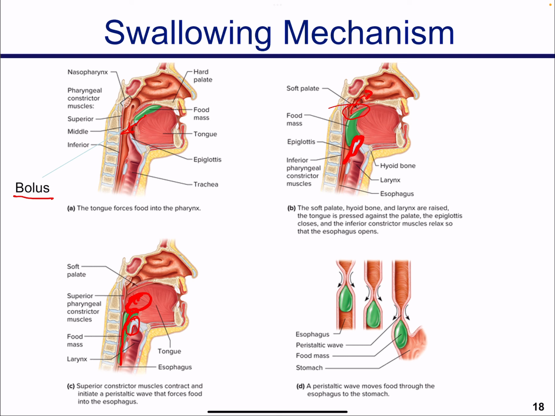At that point, the movements are not voluntary anymore. Past the mouth, the movement of the bolus along the digestive tract is not voluntary anymore. It's now involuntary, right? So we're going to have some peristalsis movement that is going to cause the food to move downward from the esophagus to the stomach in here. That's the swallowing mechanism.